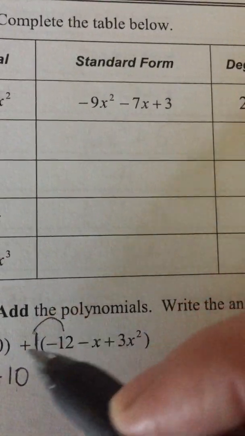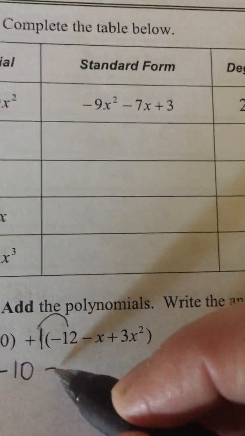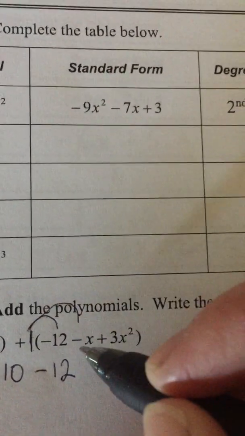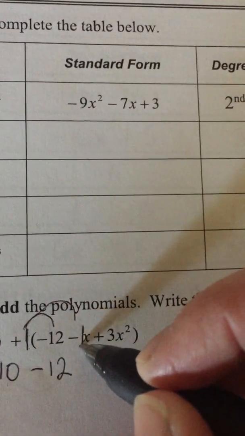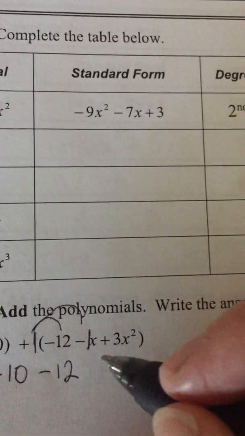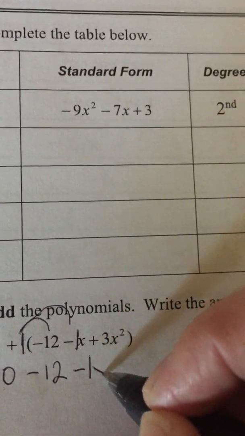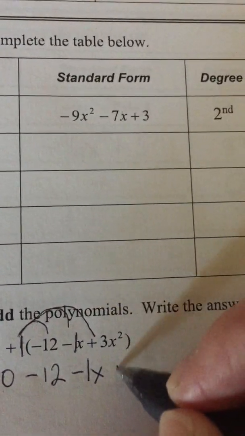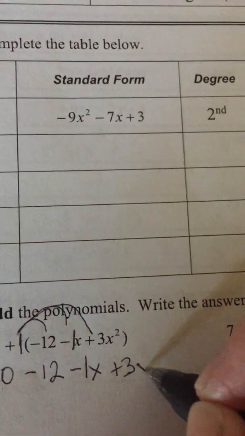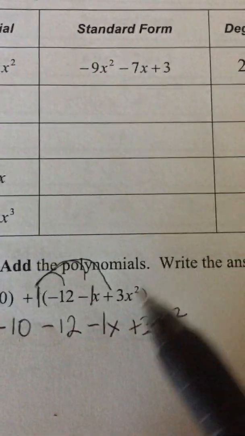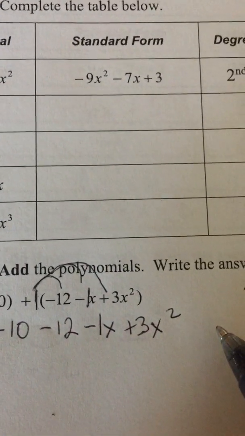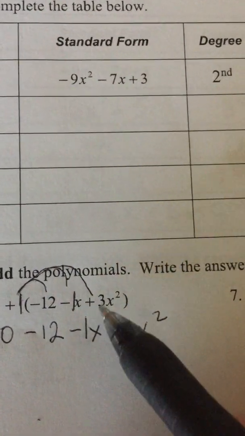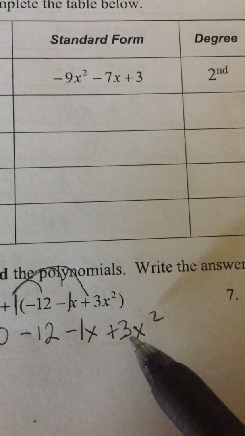So when I multiply positive 1 times negative 12, the calculator tells me it's still negative 12. When I multiply positive 1 times negative 1, because there's a negative 1 sitting right there, 1 times negative 1 is still negative 1, and I still have the x with it. And 1 times positive 3 is still positive 3, and they still have the x squareds with it. So once again, the parentheses have now disappeared because I did the distribution. Negative 12 is still negative 12. Negative 1x is still negative 1x. Positive 3x squared is still positive 3x squared.